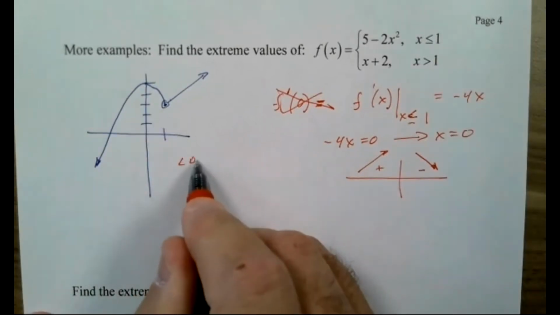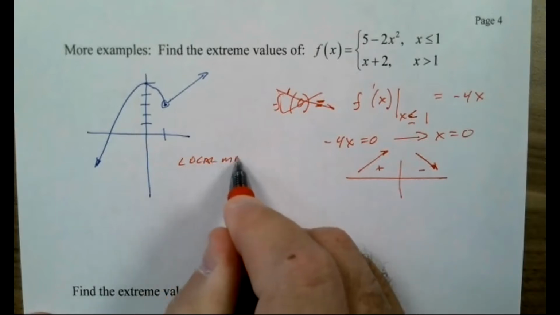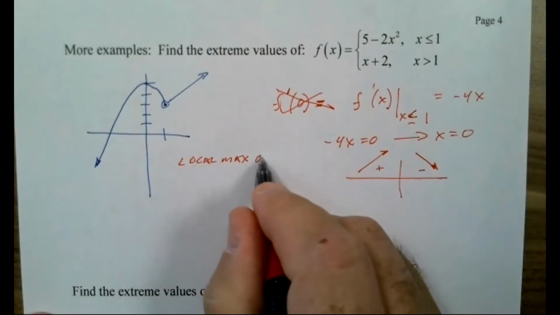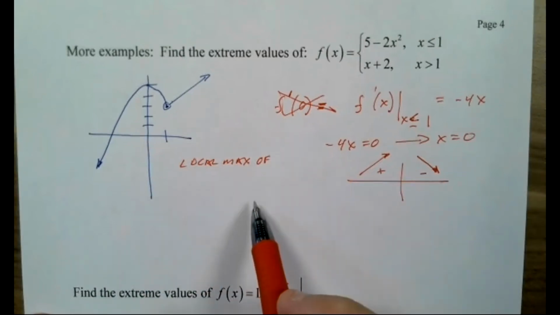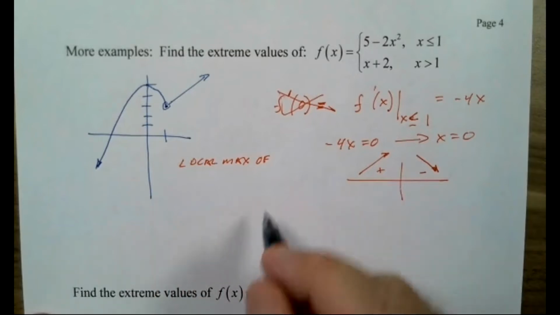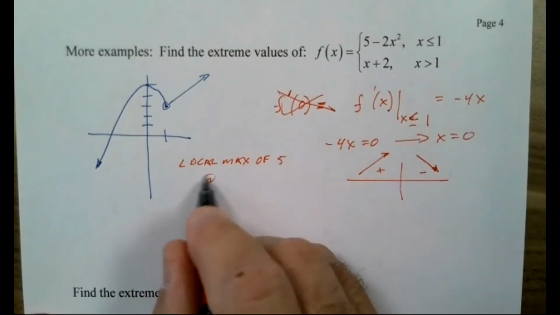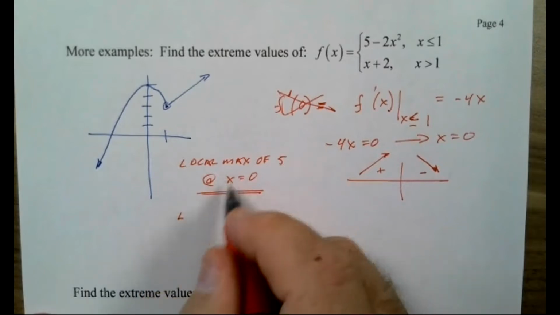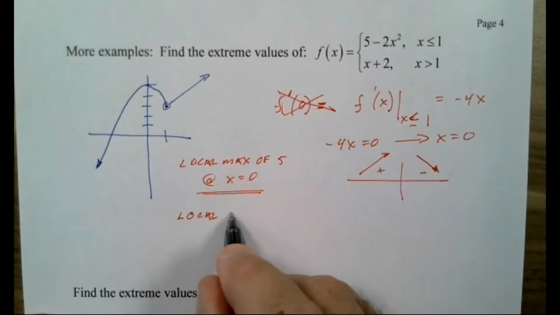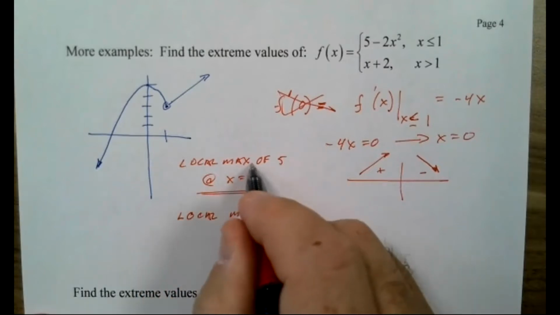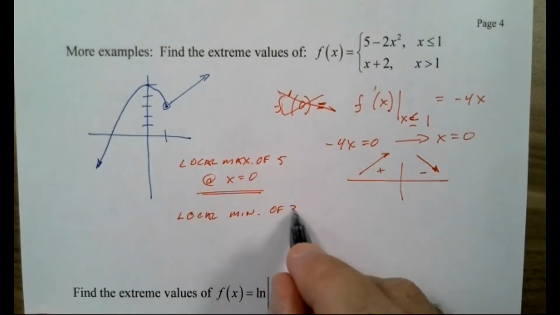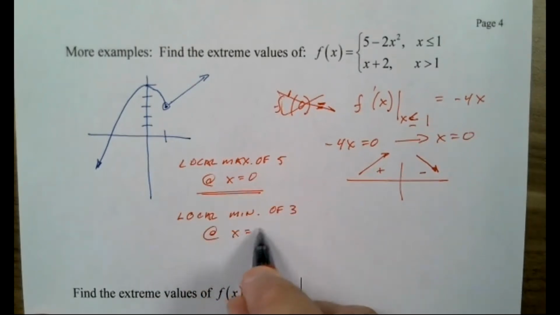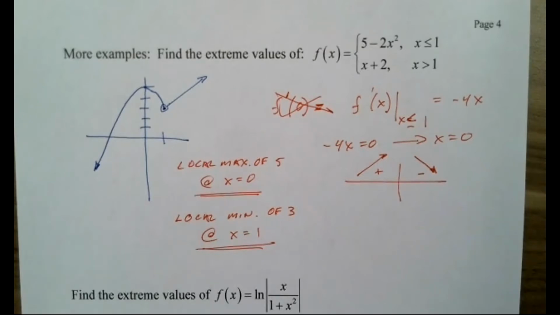So we have a local max of 5 at x equals 0. I did this differently before, I'm doing this on purpose. Local min of 3 at x equals 1. And that's just from what we call inspection, looking at the graph. All right. One more.